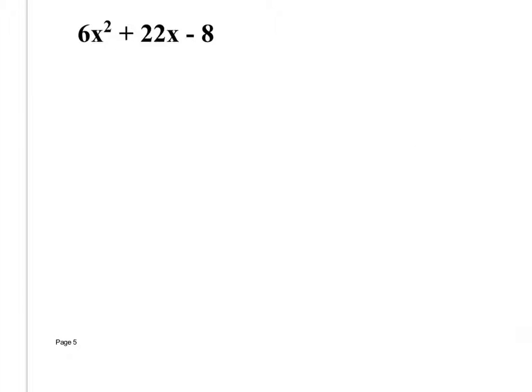6x squared plus 22x minus 8. First thing I do is I notice that 2 is a common factor of all of those. I'm going to factor it out. That gives me 3x squared plus 11x minus 4. Now you can do it without doing this, but it's a whole lot easier if you factor something out.